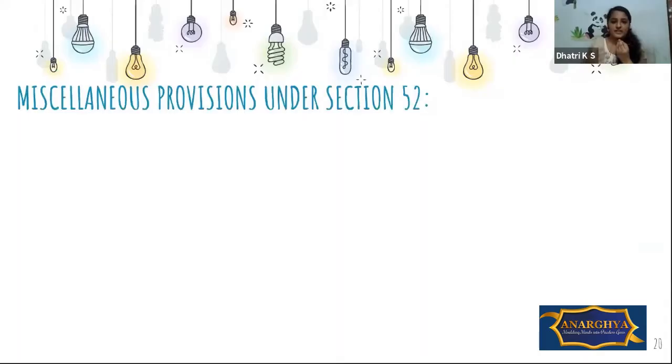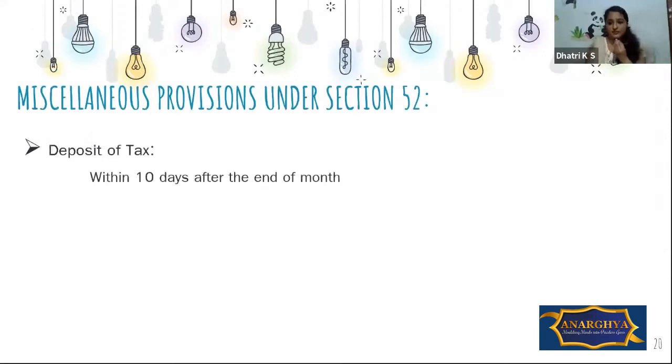Now we'll see some of the miscellaneous provisions that come under Section 52. First is deposit of tax. After collecting tax, it is obvious that the electronic commerce operator is required to deposit the same with the government. And the time limit prescribed for depositing the tax is 10 days after the end of the month. That is, if the supplier is making a supply in the month of July, then the tax needs to be deposited by the 10th of August. So this is the time limit set for deposit of tax.